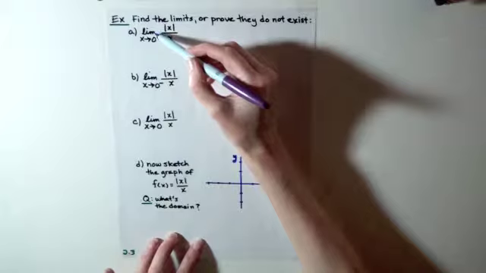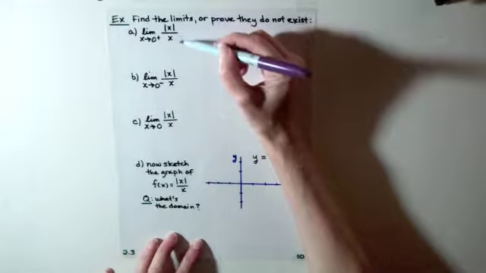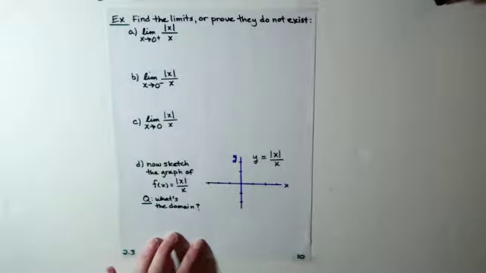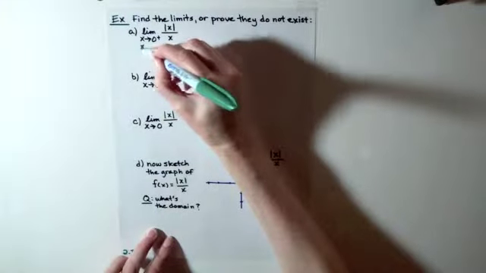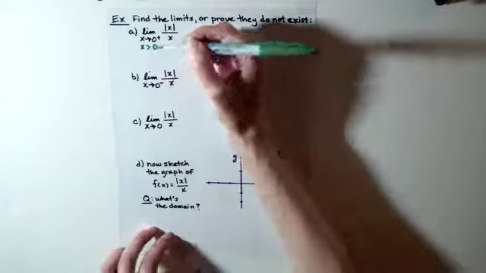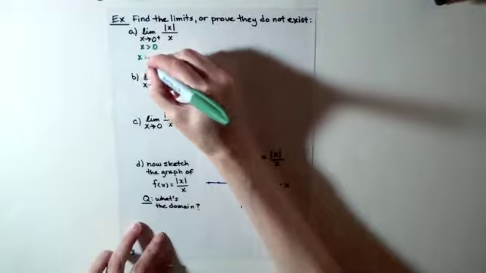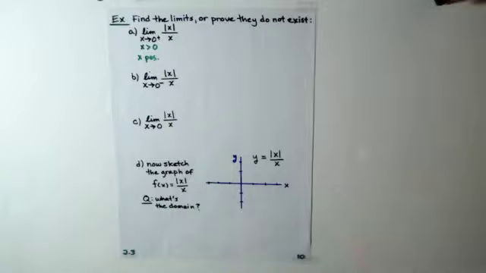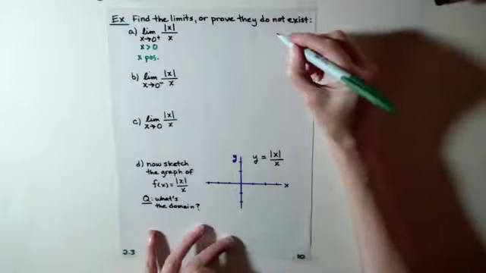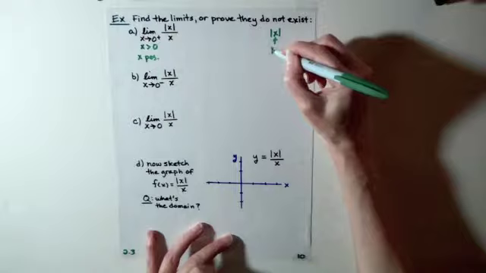In part A, I'm just asked to find the limit as x approaches 0 from the right of the absolute value of x divided by x. So remember that if we are approaching 0 from the right, we are looking at values of x that are greater than 0, to the right of 0. What does that mean? It means that my x is something that is a positive number. So keep that in mind, x is going to be positive. Well, what can I say about the absolute value of x if I know that the x itself is a positive number?